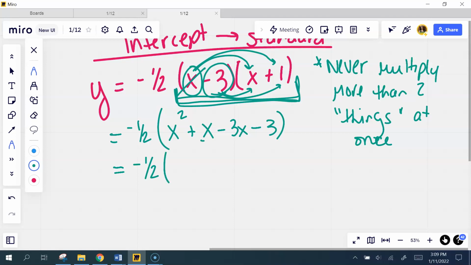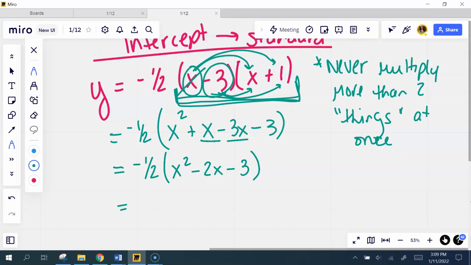I'm going to combine like terms here. Of course, x and negative 3x are like terms, and together would give us negative 2x. So I have x squared minus 2x minus 3. Still not done quite yet, because I have that negative 1/2 on the outside that I need to distribute through.